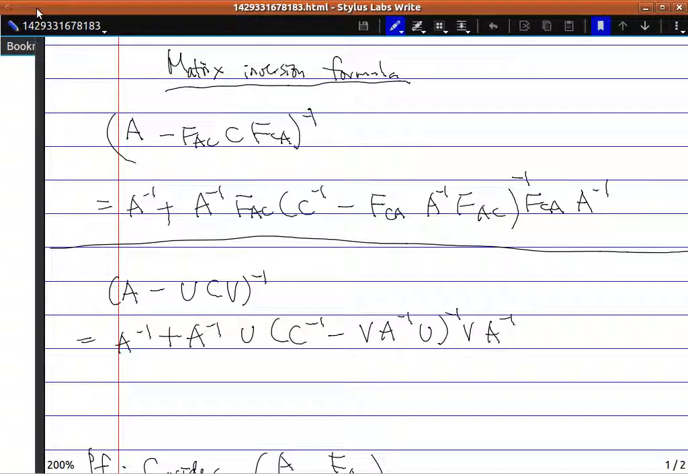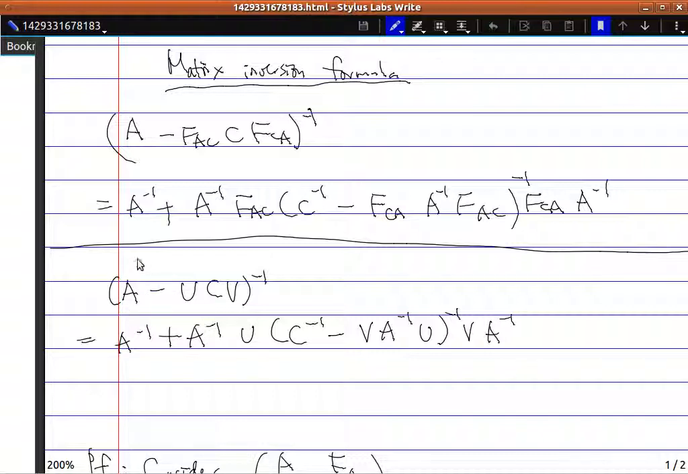Hello, I want to talk about the matrix inversion formula today. This will be a very short video. Basically, I have already written the formula here. That's the matrix inversion formula. If you check out Wikipedia, most likely you will see a formula like this.